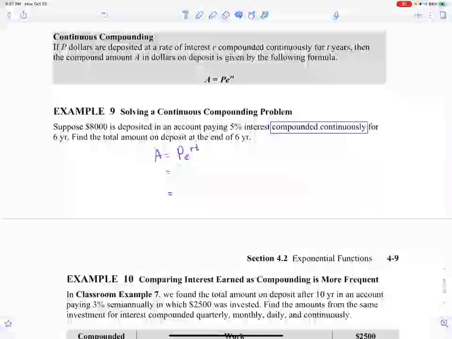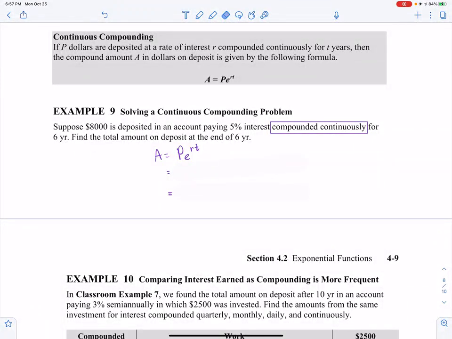So we're good. This is what tells us to use our pert formula, or our clean formula. And we're going to do this for 6 years. So we want to find the future amount, or the total amount that we have at the end of 6 years. So I've written down my formula. Let's go and substitute the values that we need to.